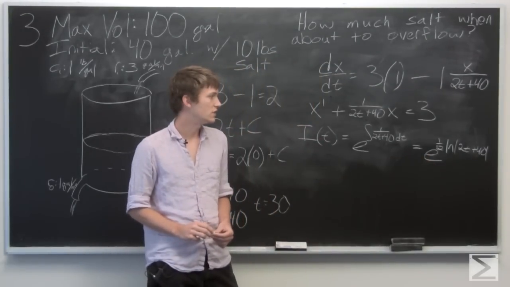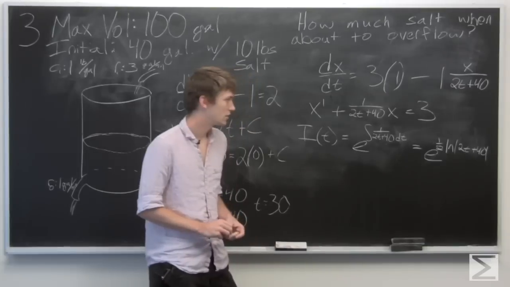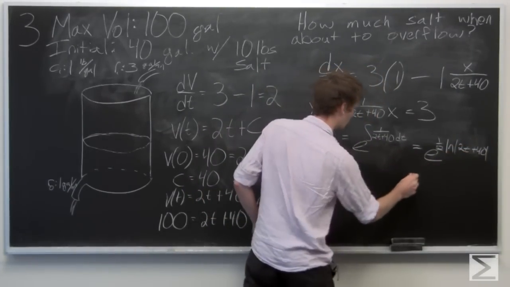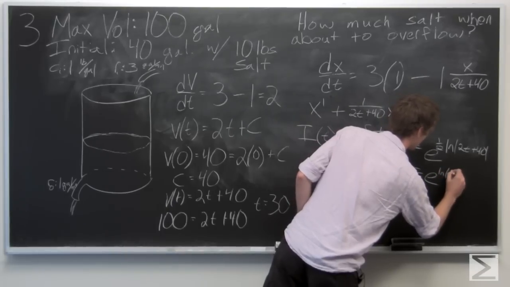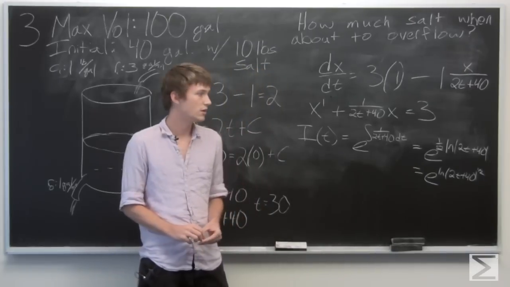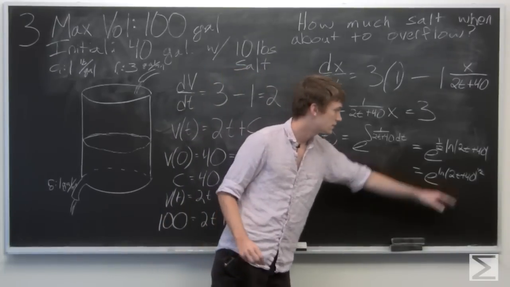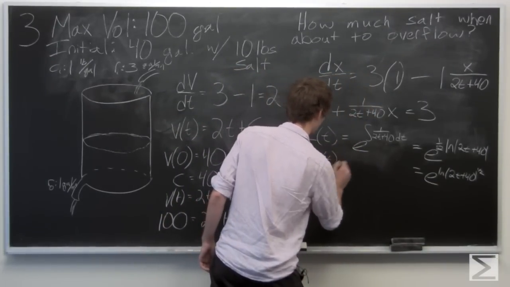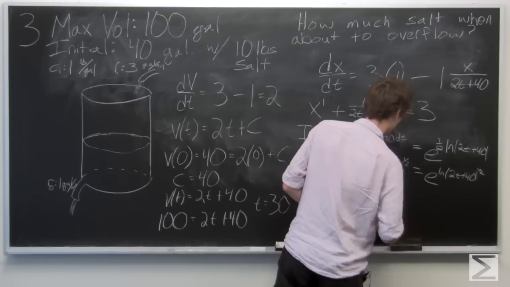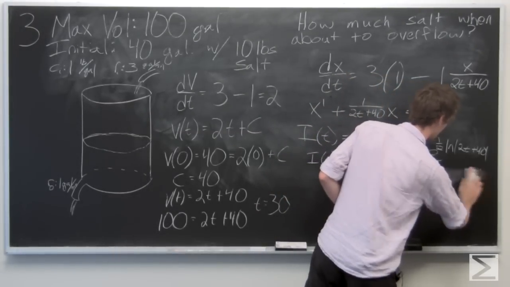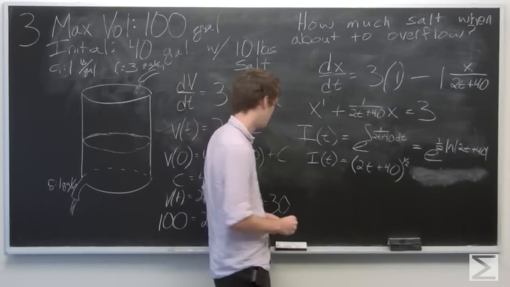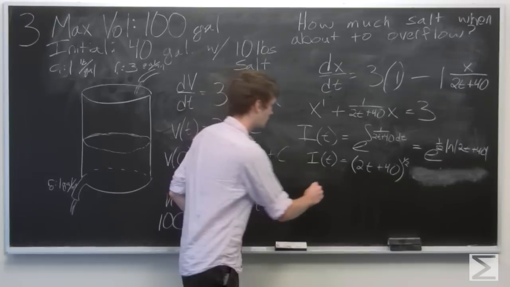And this is just a simple integral which we can calculate as e to the 1/2 natural log of 2t plus 40. Using the rules of natural log, we can bring this 1/2 as a power, and we see that we get 2t plus 40 to the power of 1/2. And this just simply reduces to 2t plus 40 to the power of 1/2. Okay, so now we're going to solve for x of t using the integrating factor.